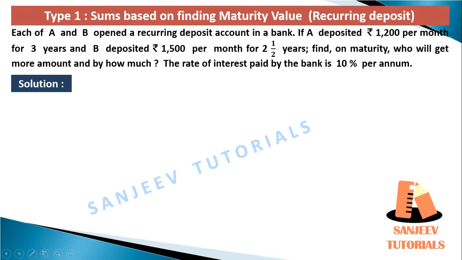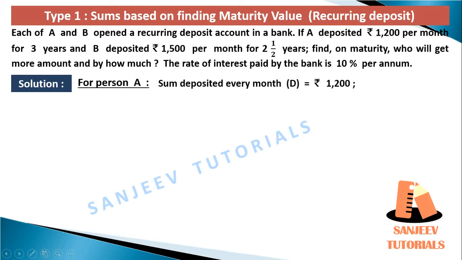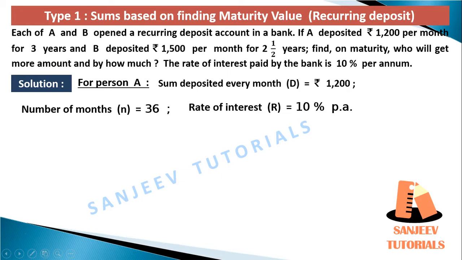The data that is available for person A is as follows. Sum deposited every month is rupees 1200. Time given is 3 years, that means number of months is 36. Rate of interest is 10% per annum. Maturity value is given by this formula.